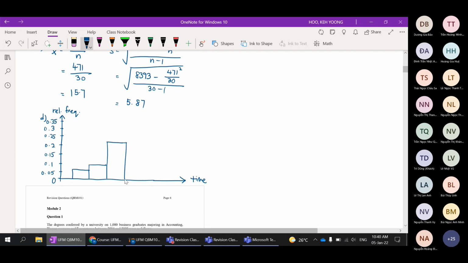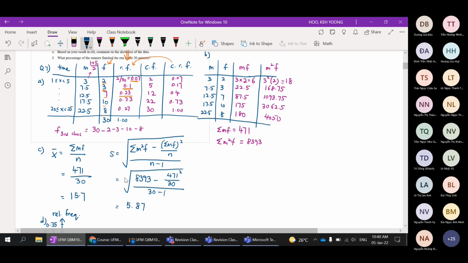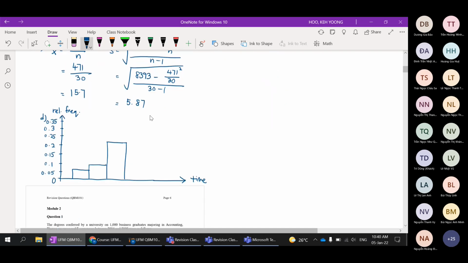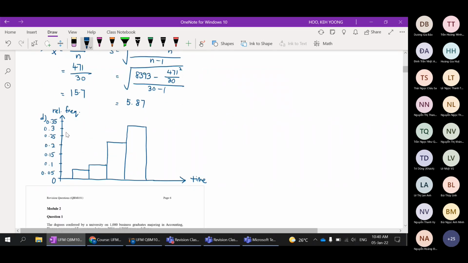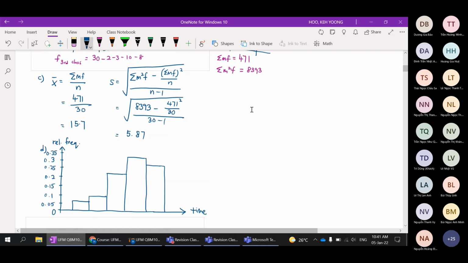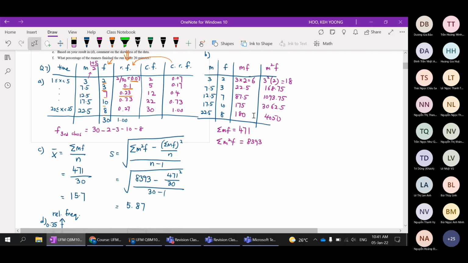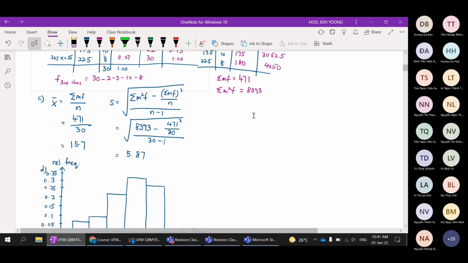Then the fourth class, 0.33. Okay, and the last class, 0.27. Okay, 0.27. So not done yet.